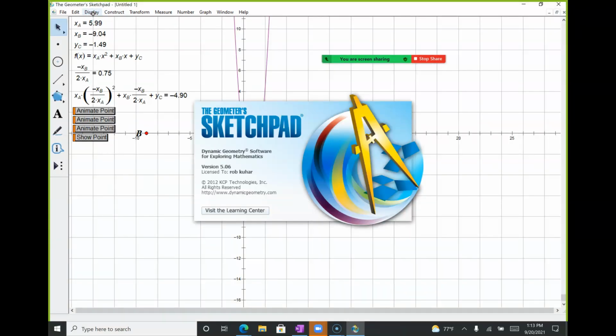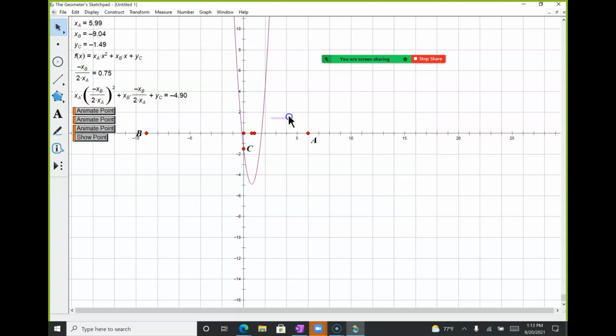So what I've created here is a little sketch of ax squared plus bx plus c. And so the question is, what happens to my graph as I move point A, as I move point B, as I move my point C? So let's start with moving point A.